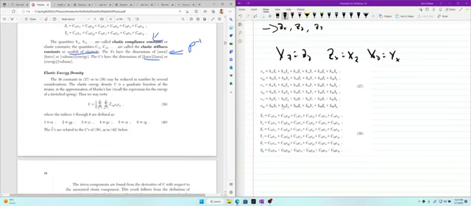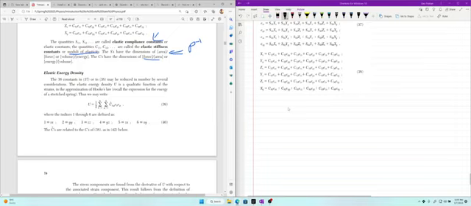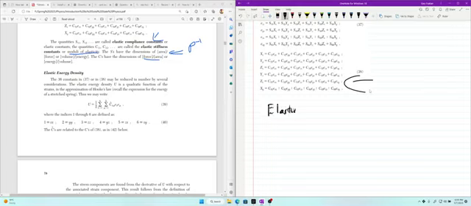So elastic energy density. So basically Hooke's law is just telling us we can make linear combinations of them, because they're linear functions. All right, so elastic energy density. So 36 constants, so all of these may be reduced in number by several considerations. So that's a lot of things to remember. So let's see what we can do to basically reduce them.